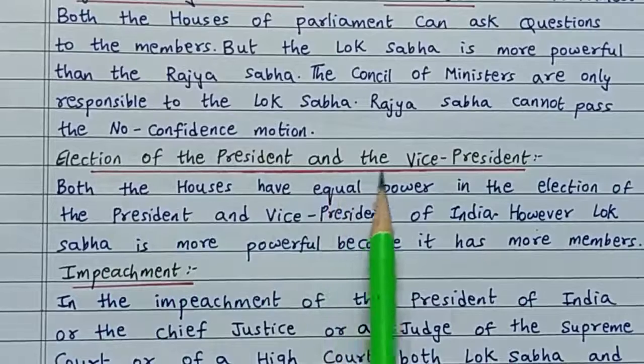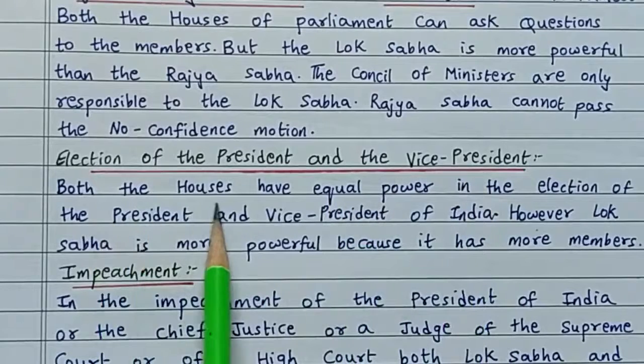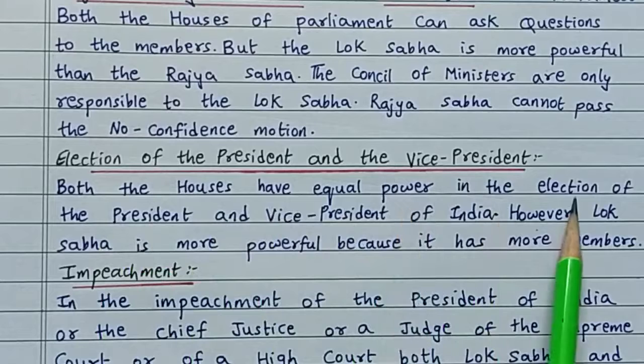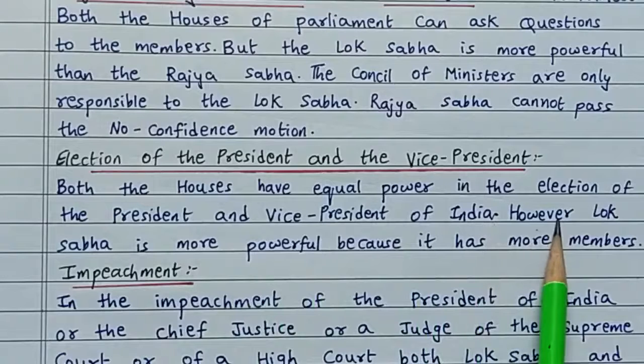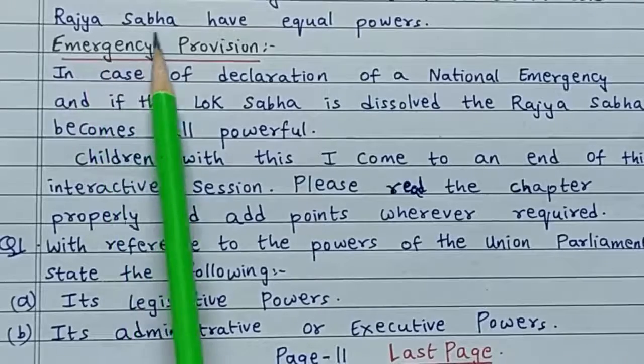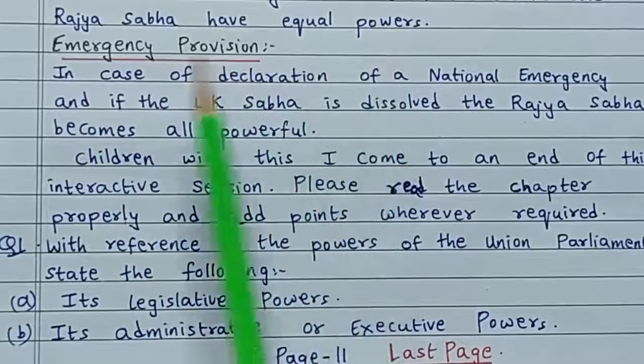Election of the President and the Vice President. Both the houses have equal powers in the election of the President and Vice President of India. However, Lok Sabha is more powerful because it has more members. Impeachment. In the impeachment of the President of India or the Chief Justice or a judge of the Supreme Court or of a High Court, both Lok Sabha and Rajya Sabha have equal powers.